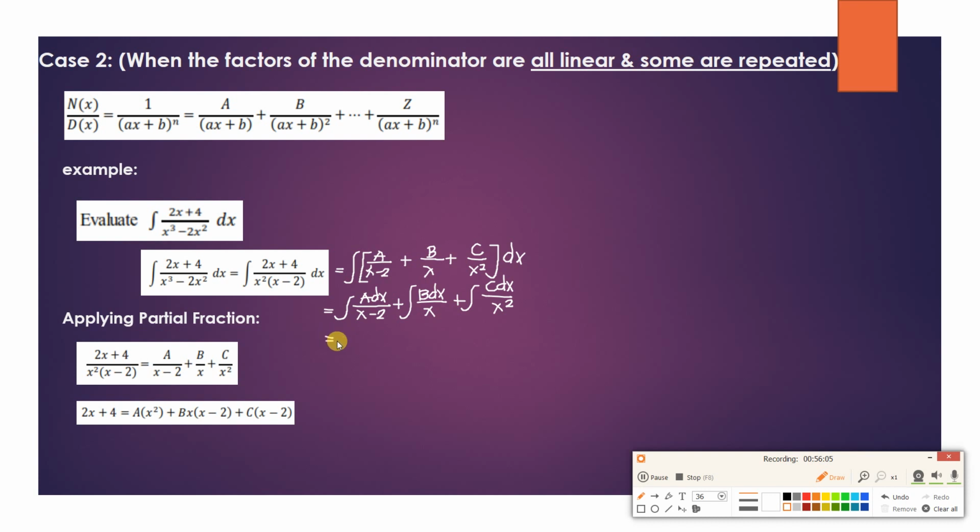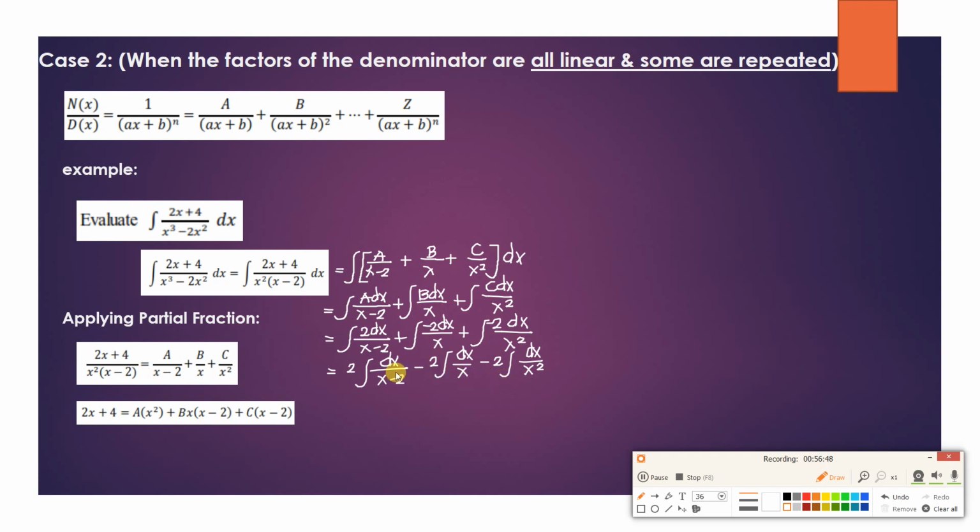A is positive 2 over x minus 2. B is negative 2 over x plus c is 2. Ay, negative 2 rin to, no? Negative 2 over x squared. Put out all the constant. 2 integral of dx over x minus 2. Positive negative is negative 2 dx over x. Positive negative, again 2 dx over x squared.